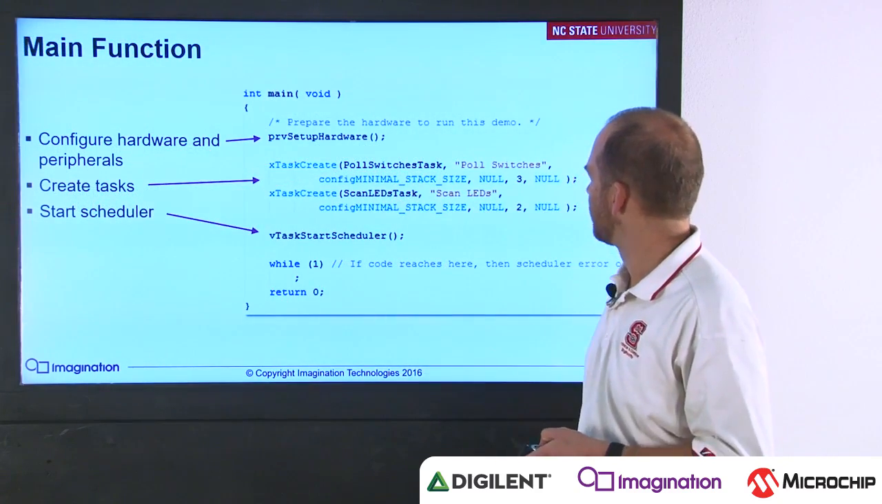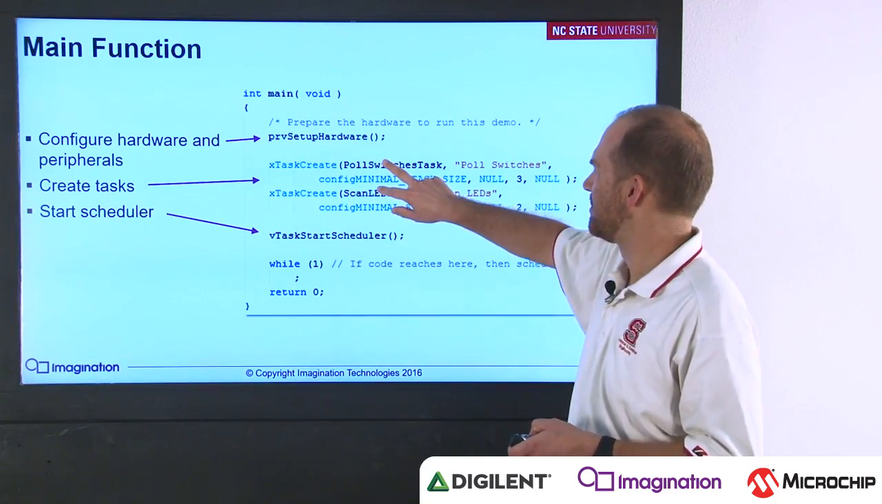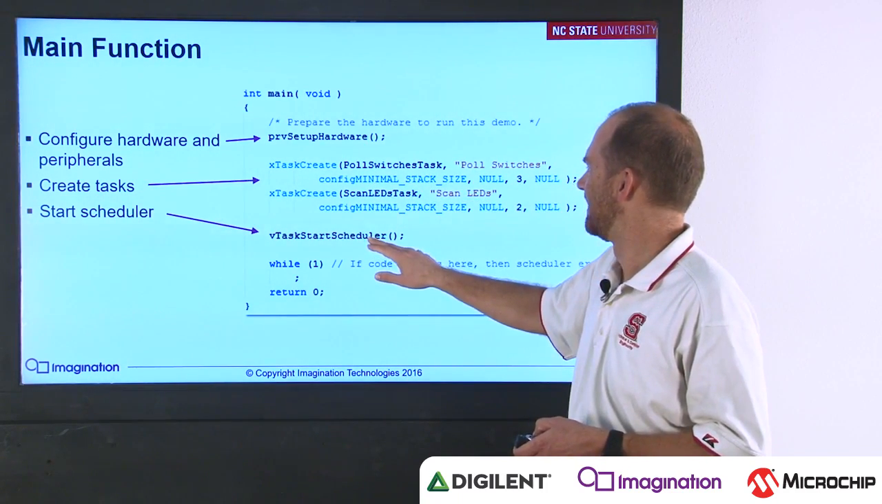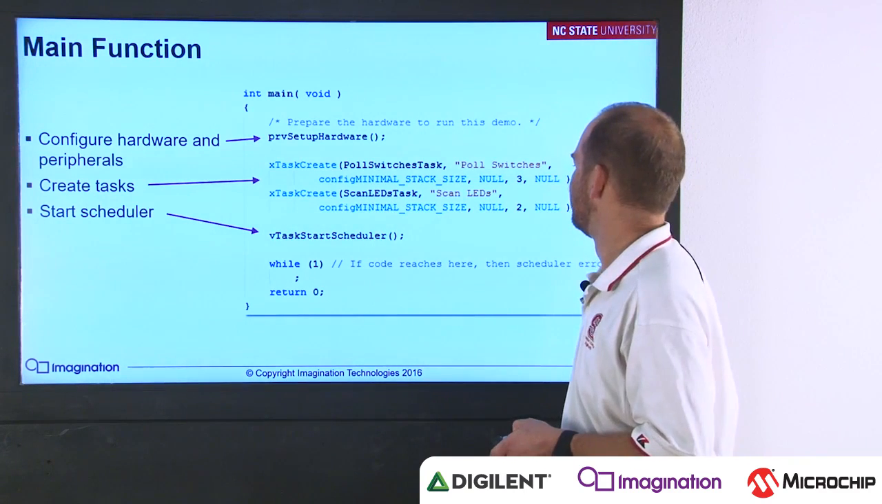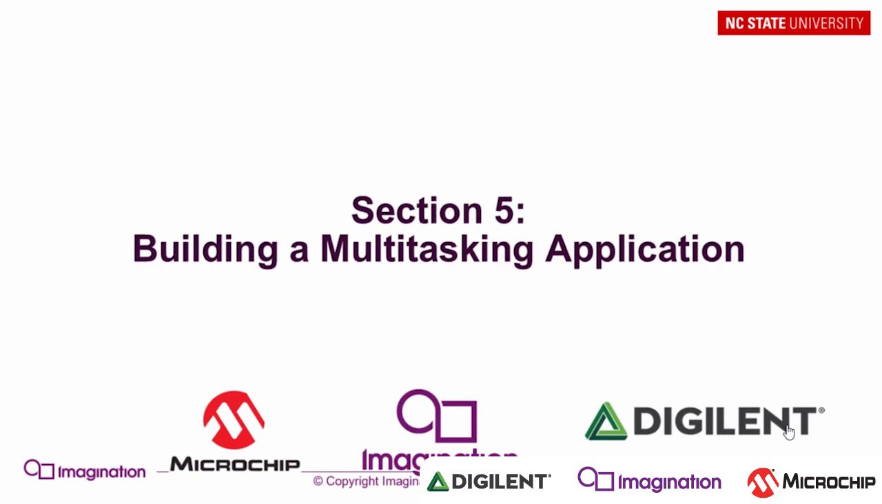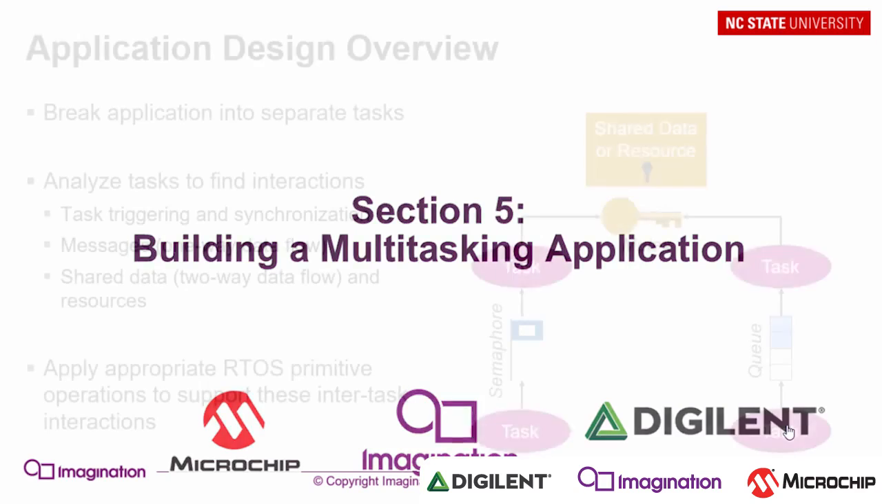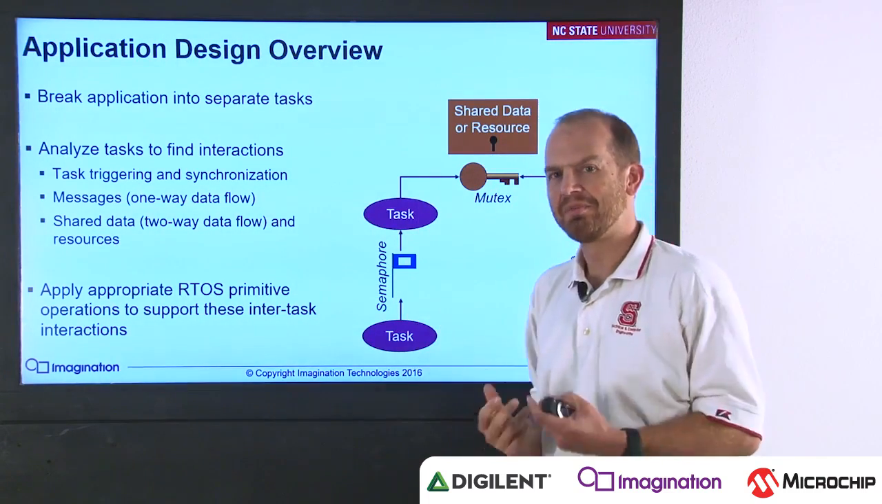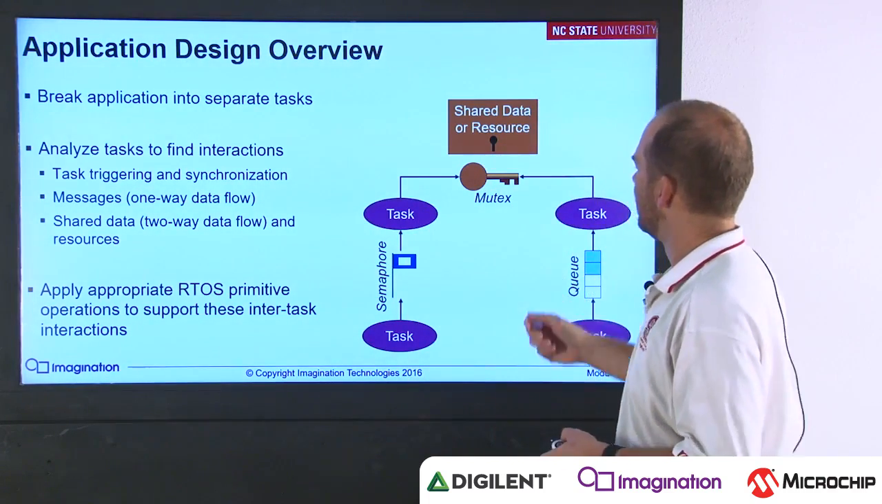And the main function is quite straightforward. We create the two tasks after setting up the hardware, and then we start the scheduler. And there's a demonstration program which scans the LEDs and reads the switches and works very efficiently. Then we get into a section of the module where we focus on building a multitasking application. And we provide the big picture of how to design an application.